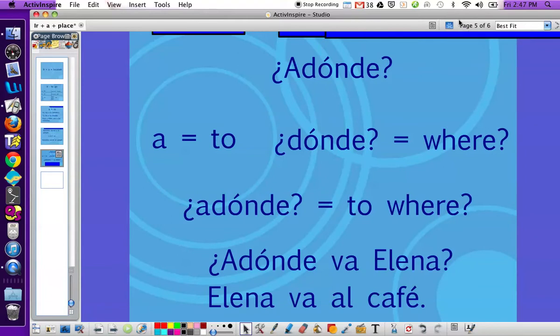¿A dónde va Elena? Elena va al café. Where is Elena going? Elena's going to the cafeteria. Remember, you have to use a dónde if you're using ir.